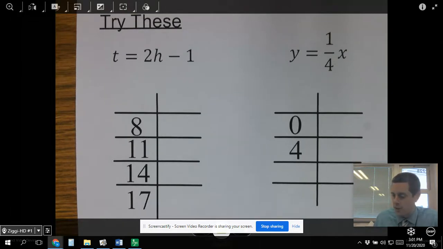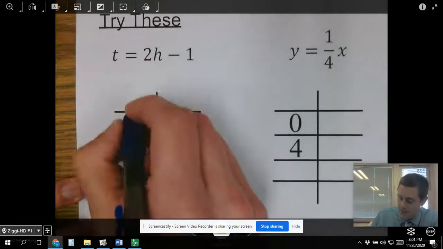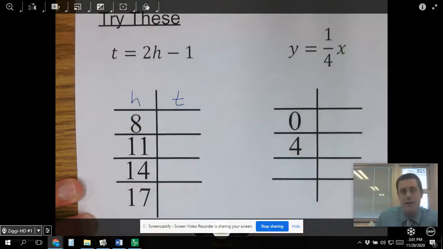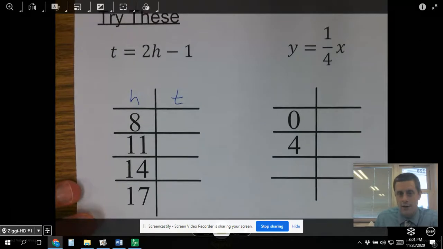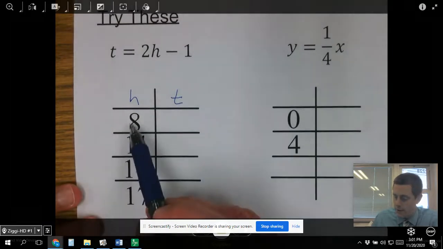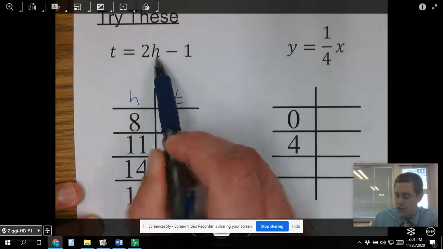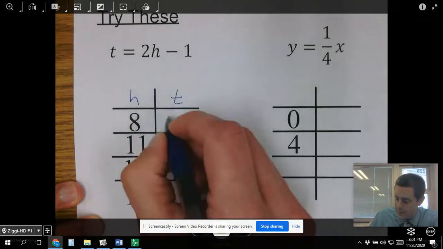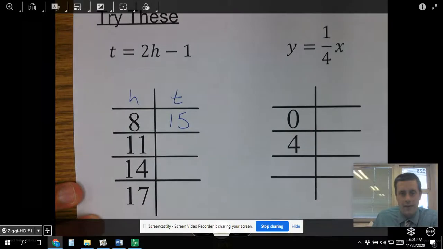Okay, boys and girls, let's check your work. First off, h is our independent variable, so we place it over the first column. T is the output. It is the dependent variable. Place it over your second column. Next, we're going to plug an 8 into h. 2 times 8 is 16, and 16 minus 1 gives us an output of 15.